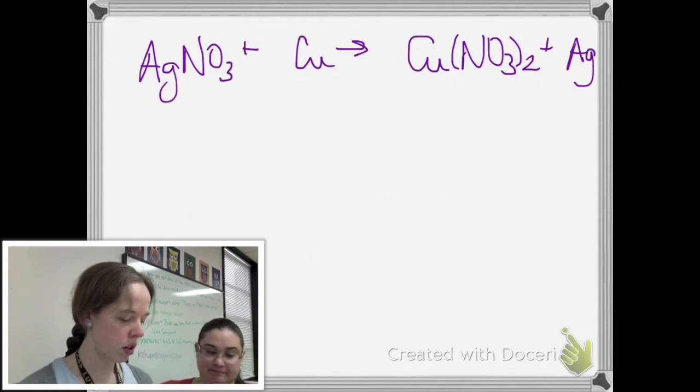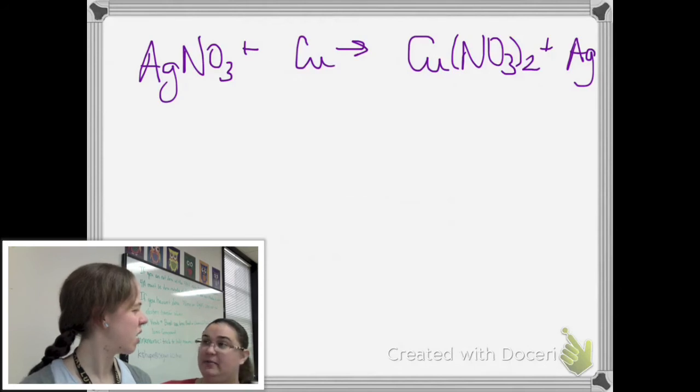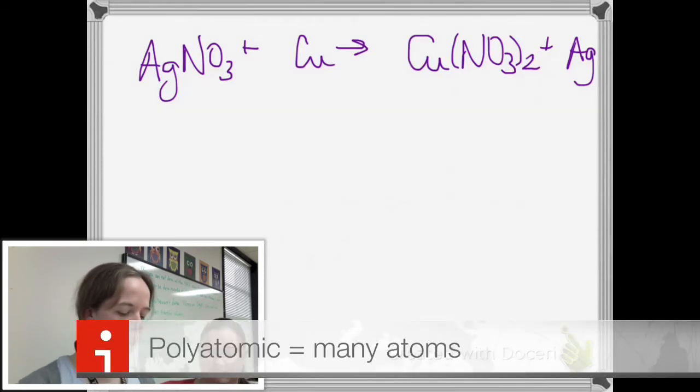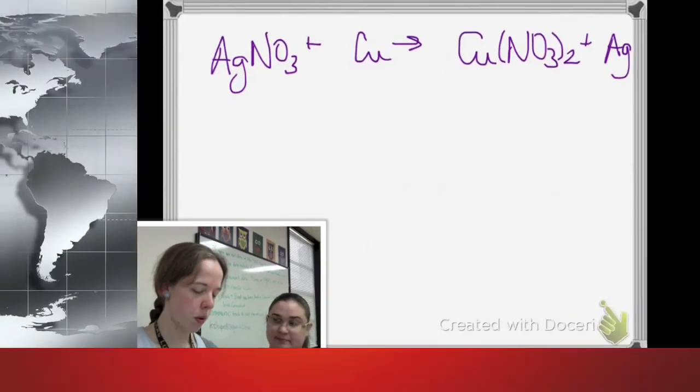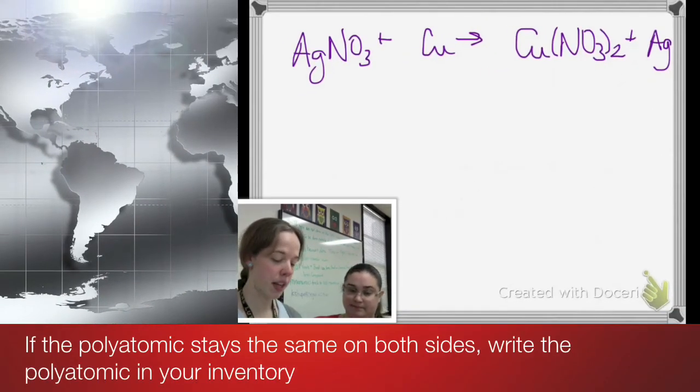So here I have AgNO3. What did we call NO3? That's a polyatomic ion. And we're adding that to copper. And we're getting copper with our polyatomic ion, that's nitrate, by the way, and silver. The nice thing is, did anything happen to my NO3? It's still NO3 on both sides. If you have a polyatomic that stays the same on both sides, you can actually treat it like one atom. And it'll make your life way easier.